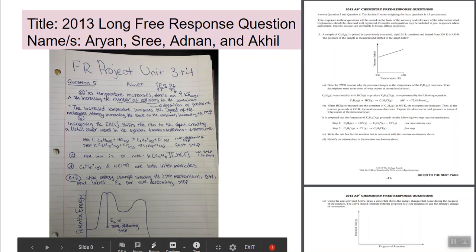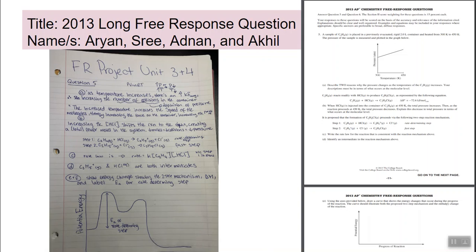Hey, my name's Aryan and this is the 2013 Long Free Response Question 5. A sample of C2H4 gas is placed in a previously evacuated 2-liter container and heated from 300 to 450 Kelvin. The pressure of the sample is measured and plotted in the graph below. And in the graph you can see as time goes on, the pressure of the gas linearly increases.